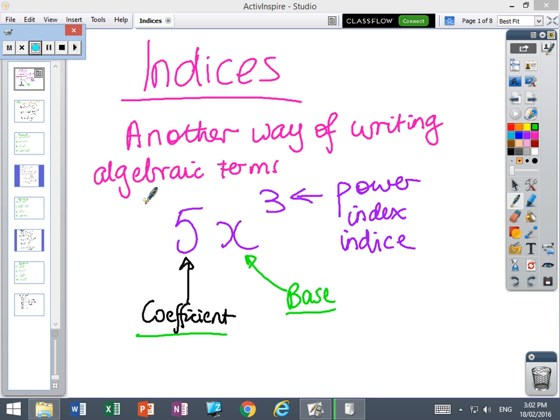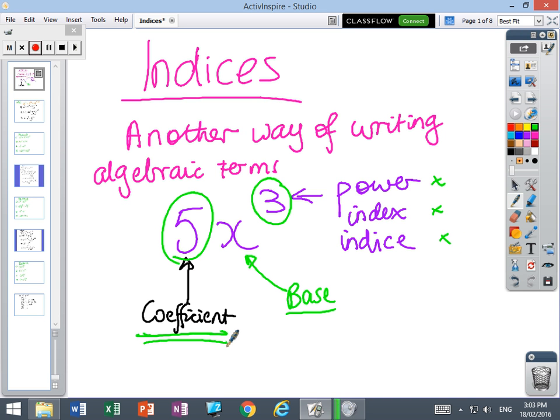So if I've got 5x cubed, the number at the top, the 3, we can call that the power, we can call it the index, or we can call it indices, so all those three words. The number at the front, the 5, is called the coefficient, and whatever the power sits on top of is called the base. Write that down, and when you're ready, come to the next slide.